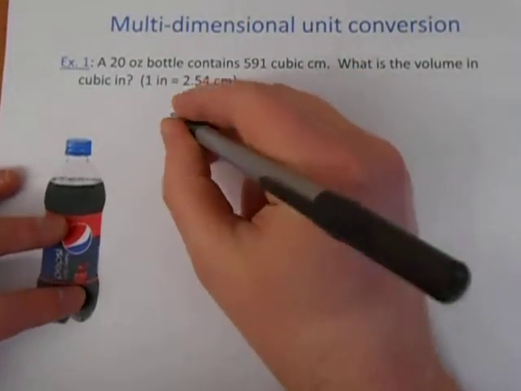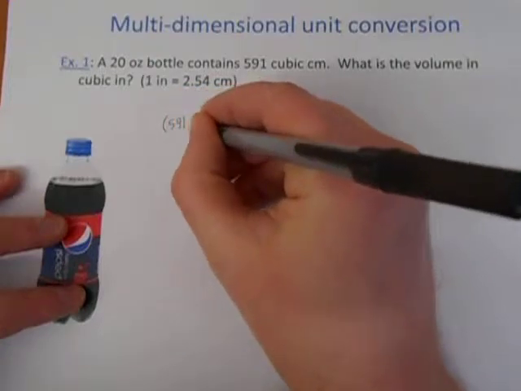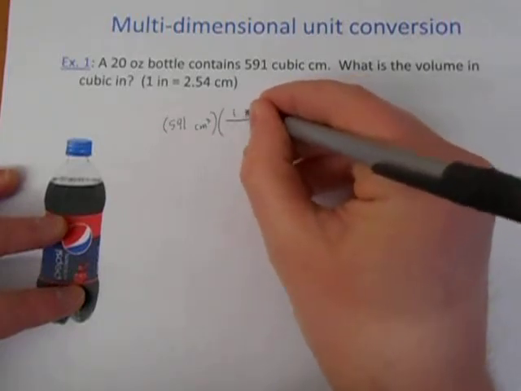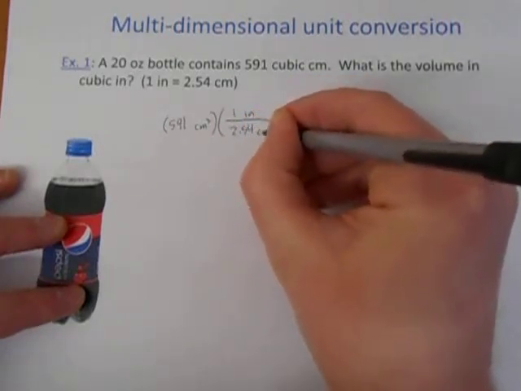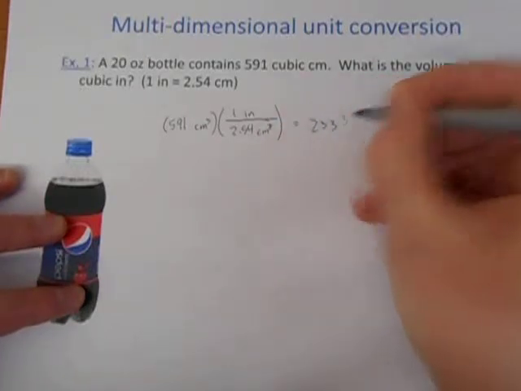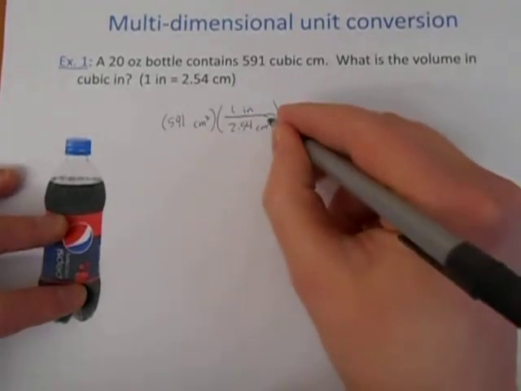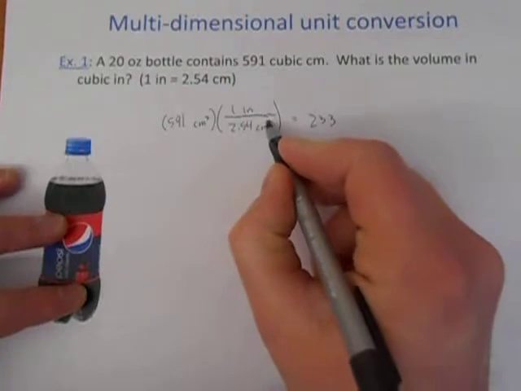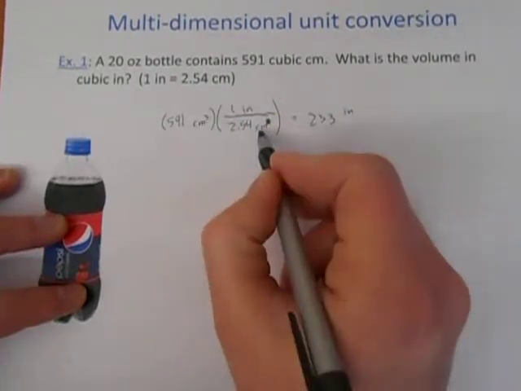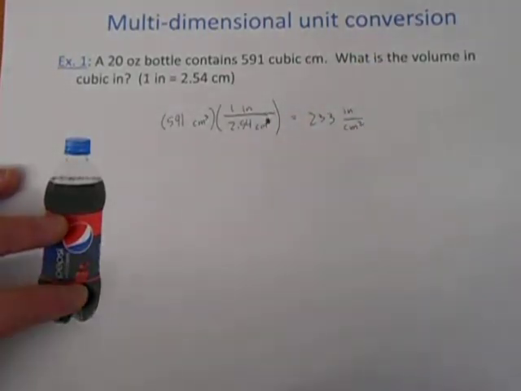Okay, so if we looked at this very quickly, we might just try to take our 591 cubic centimeters and then use our conversion factor 1 inch per 2.54 centimeters. Alright, so we get 233. But then if we look at our unit analysis, we have centimeters cubed divided by centimeters, which is centimeters squared, and our units would be inches, which doesn't make any sense.